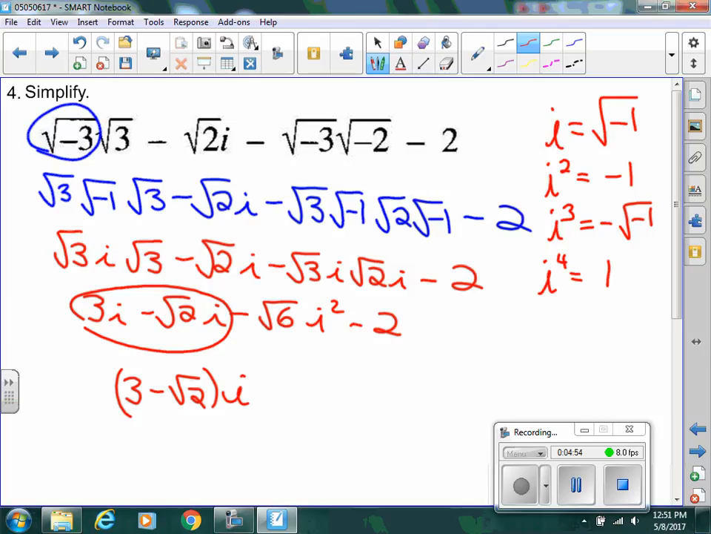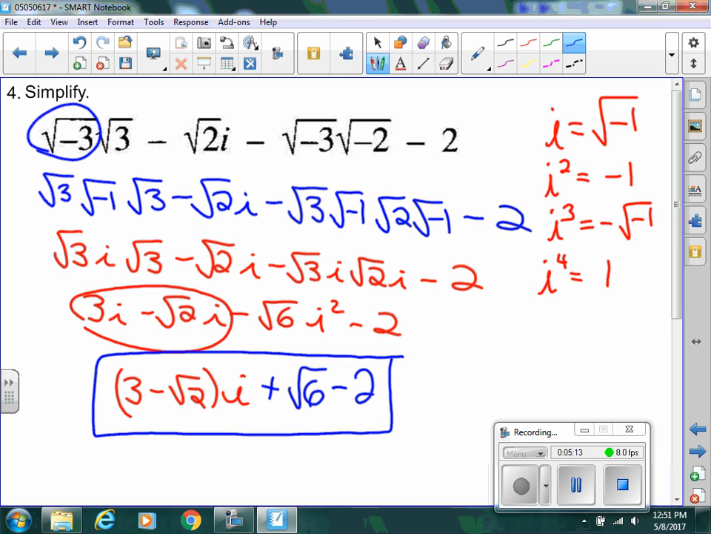The last thing is that if I have an i squared, that's the same thing as a negative 1. So that's just going to change the sign on that 6. So it's going to be plus the square root of 6. And it's gone now. It just became a negative 1. So it changed the sign, minus 2. And that's it. Is that clear?